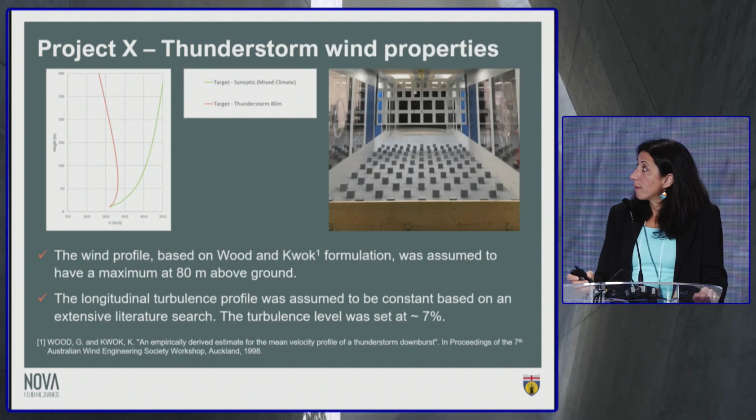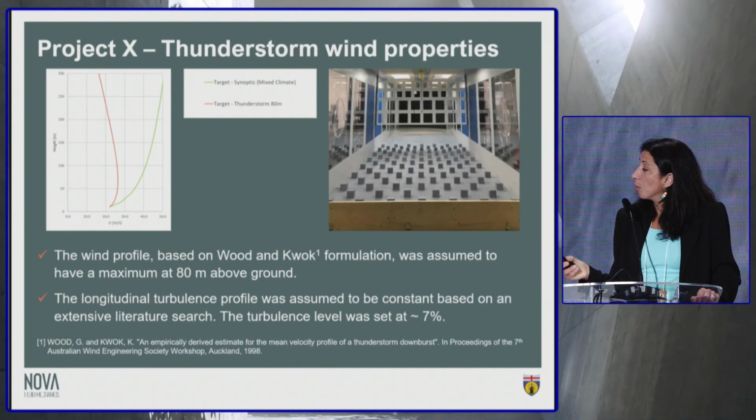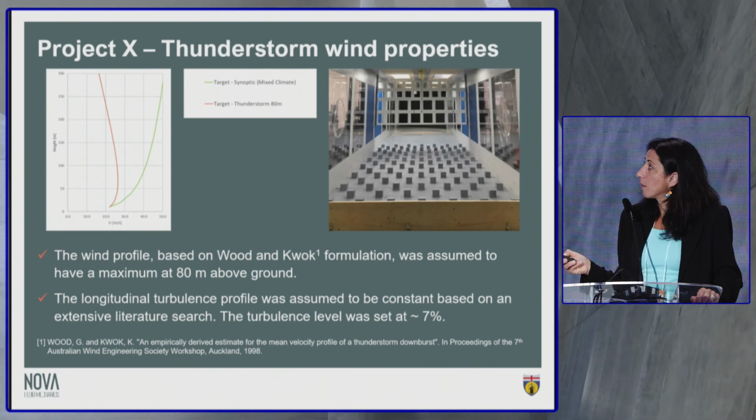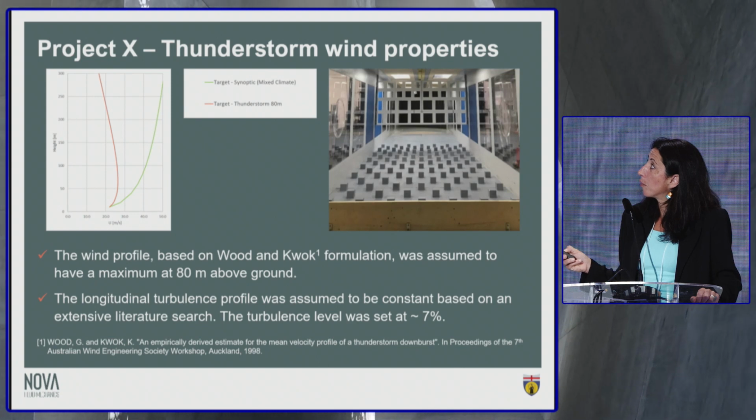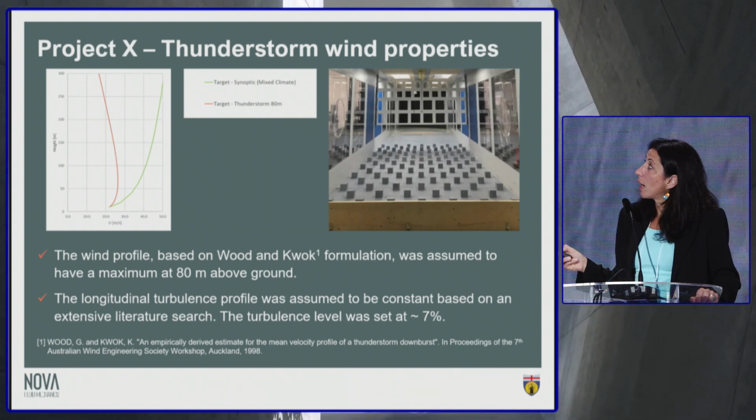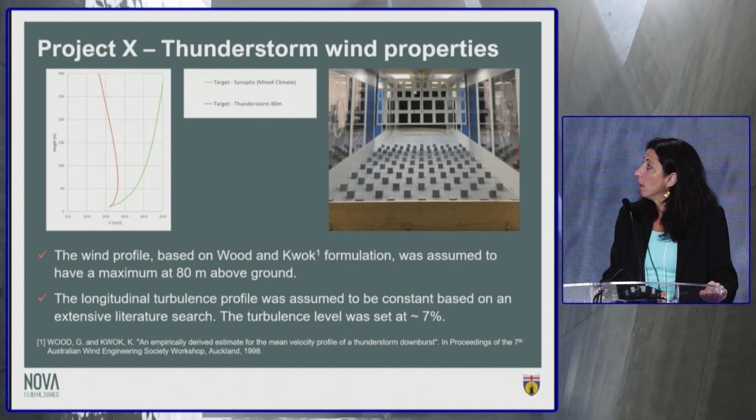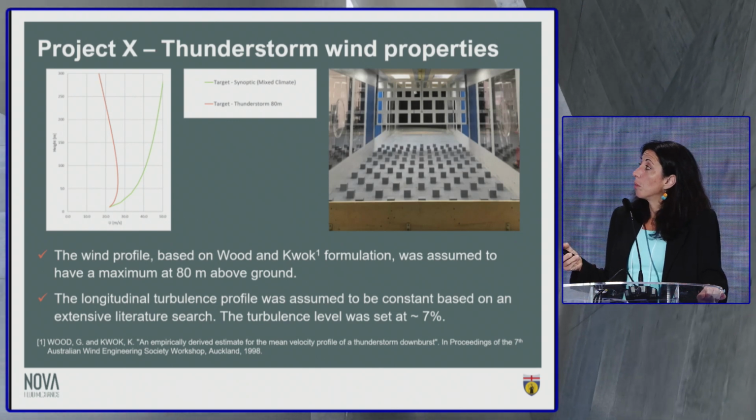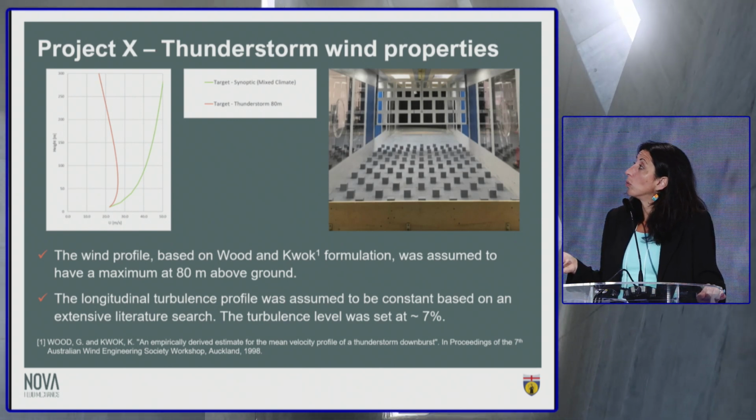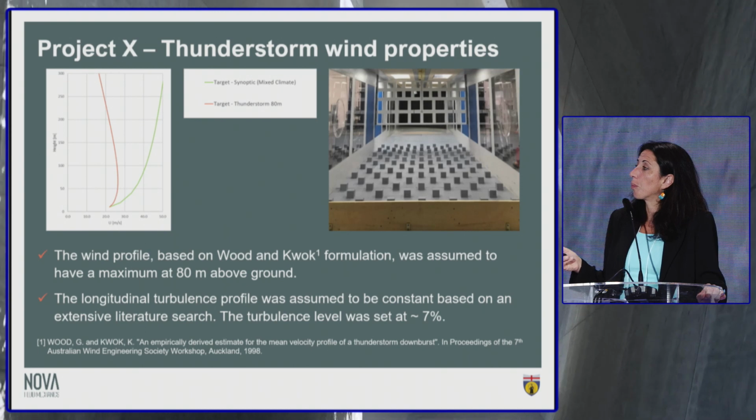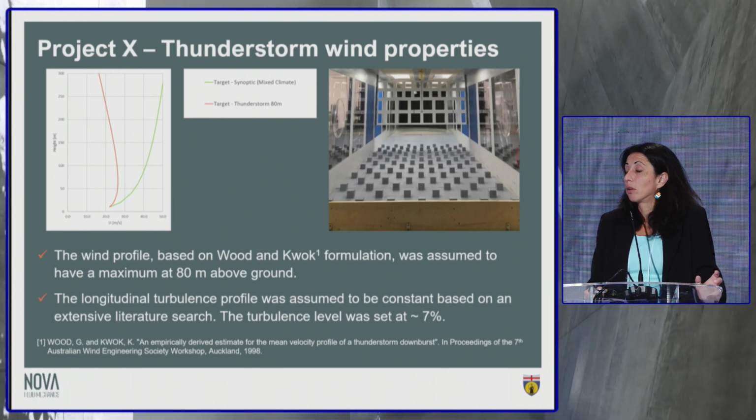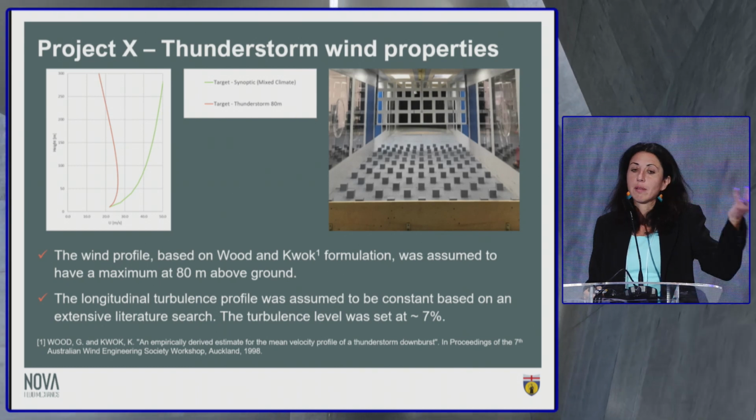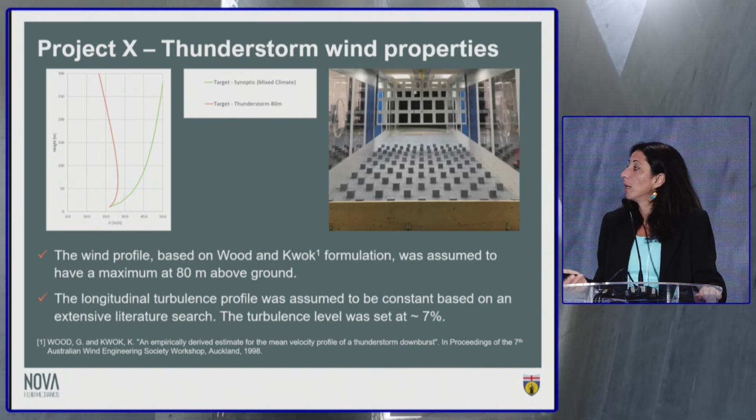We made a choice. We decided to model this synoptic profile, and we decided to model this thunderstorm profile with a nose height of 80 meters. There are many formulas available to define a thunderstorm profile. These formulas are derived by scientists based on full-scale measurements. Different scientists would provide a different formula.